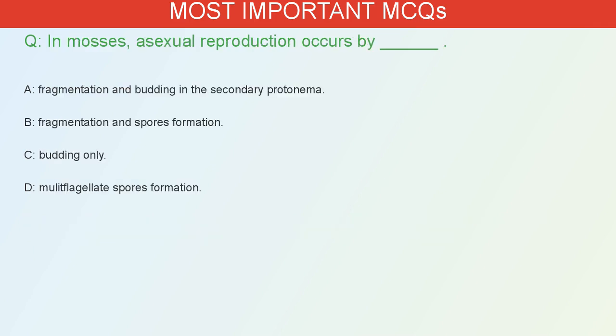In mosses, asexual reproduction occurs by ____________. A. Fragmentation and budding in the secondary protonema. B. Fragmentation and spores formation. C. Budding only. D. Multiflagellate spores formation.